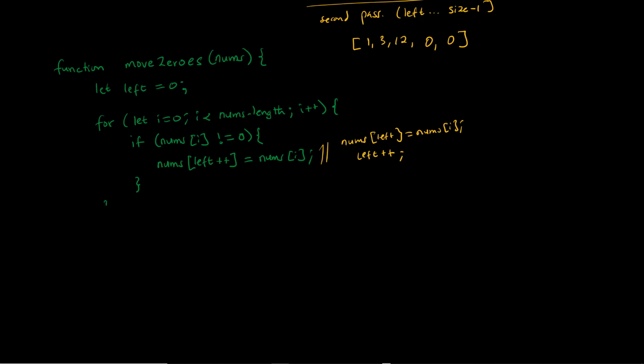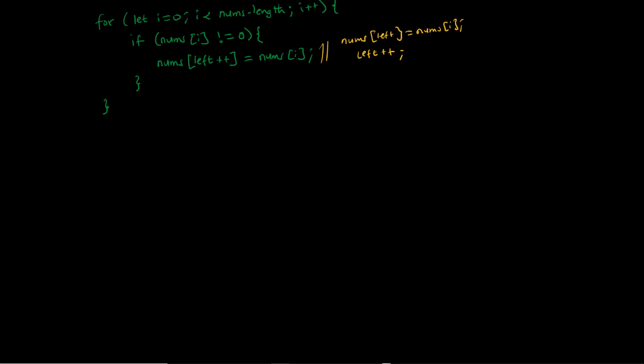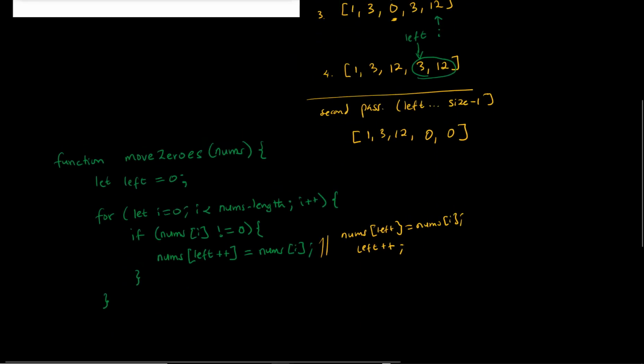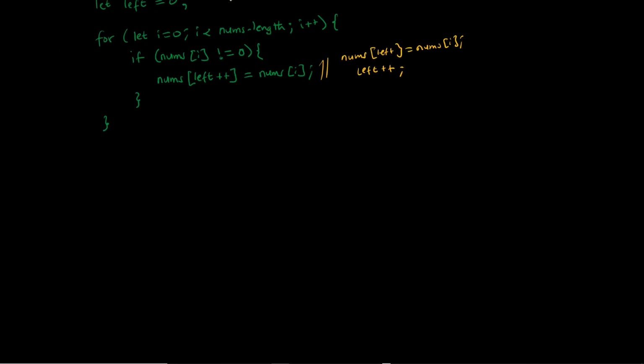Okay, let's continue. If that's the case, we move it, and that's the end of that. Then we run another second pass here. This is the part we were talking about, where we are overwriting all the rest with zeros. So for let i equals left. Now we're starting from where left was, up to the end, nums.length, i plus plus, and then we just overwrite everything here with zeros.